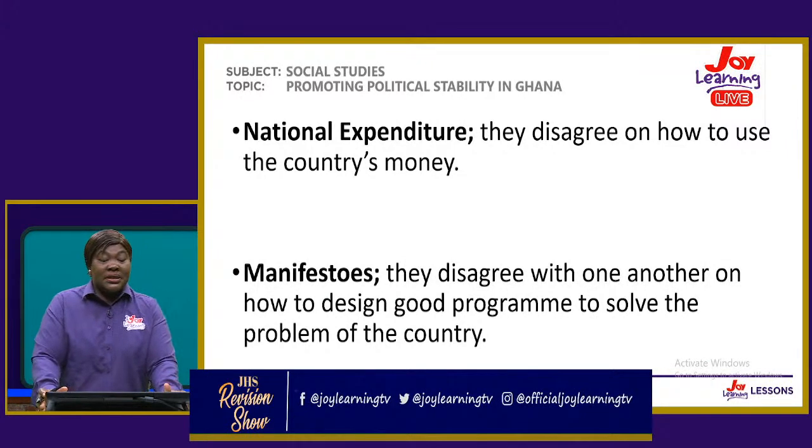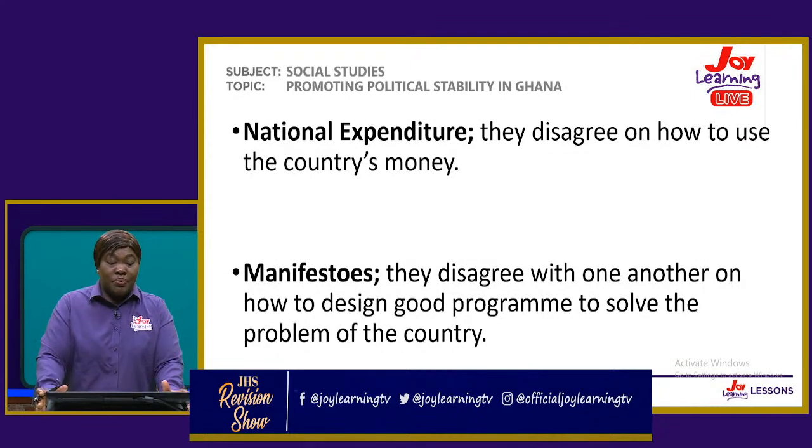The next point is national expenditure. They disagree on how to use the country's money. Very, very important. There should be an agreement on how to use even the money in your own pocket. You must be able to know how to use your money. Otherwise, you will not spend the money well.